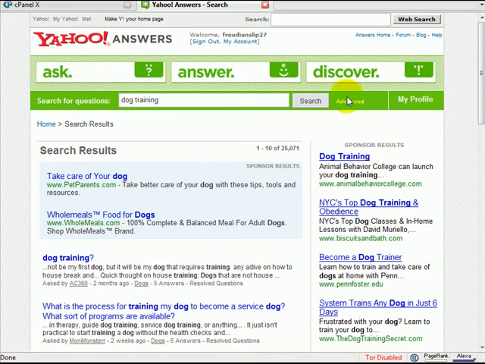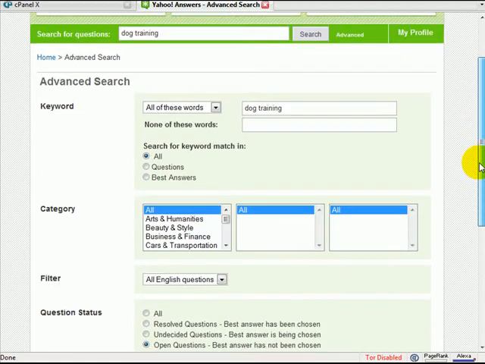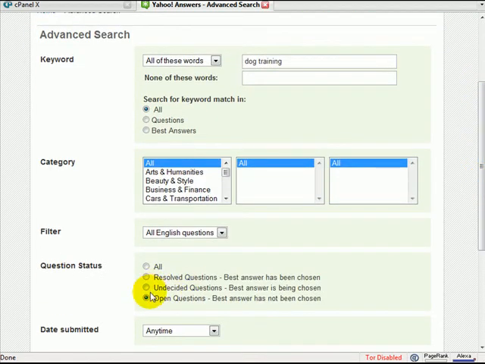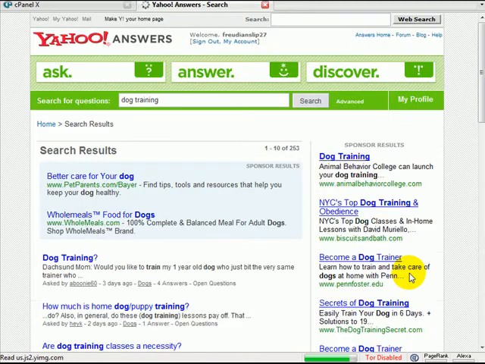So we want to click on advanced search. Again, this is really, really important. So now this time, let's do a search for the words dog training. This is going to just pull up questions that, let me show you right here. Select open questions on dog training that have not been closed yet, which means that people can still answer them. And now it came up. See, right now, there are 253 people asking questions on dog training that you could go in and answer right now. That's insane. That's a lot of questions.